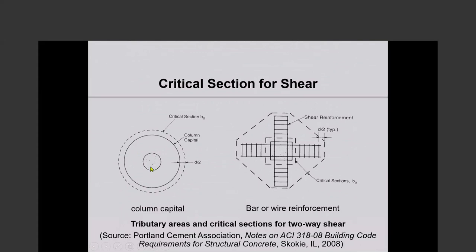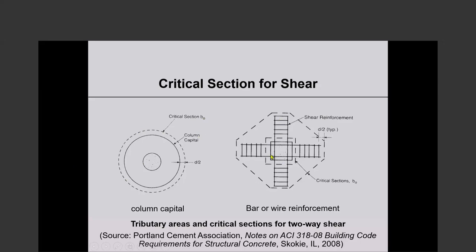This is a circular column with a column capital. The column capital, as I mentioned yesterday, is part of the column, not part of the slab. Drop panel is part of the slab. The column capital is part of the column. So now the only critical section is around the column capital. There is no second critical section around the column. Okay, that's kind of important. The perimeter again is b0.